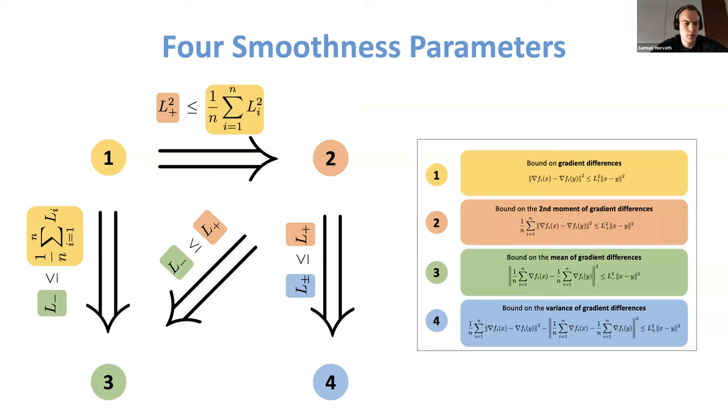Let me ask about this L plus minus assumption, the bound on the variance of gradient differences. If we take that as an assumption and analyze any other method with independent compressions, does it also lead to some improvement in the analysis when we use this as an assumption rather than these Lis? Not that I know of.